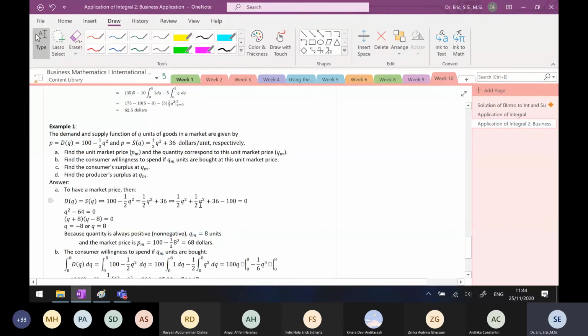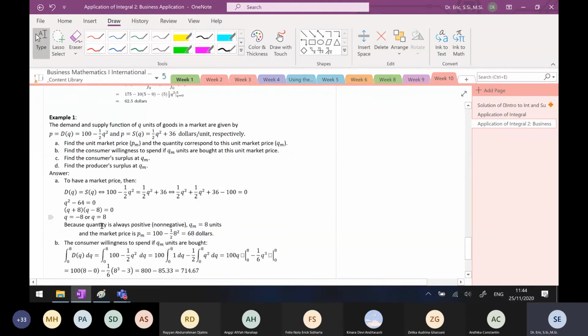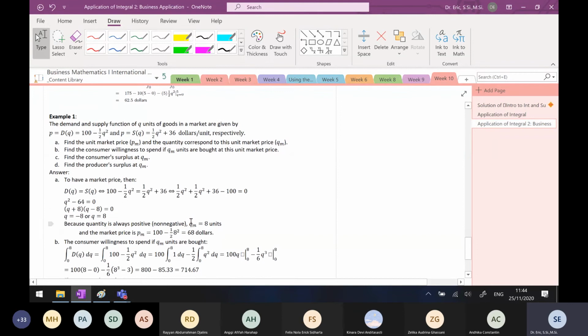So you have this minus this equals this, and you have q squared minus 64 equals 0. And you have q equals minus 8 and q equals 8. Don't forget the quantity is always positive or non-negative. So Q_M, the market quantity, should be 8 units.